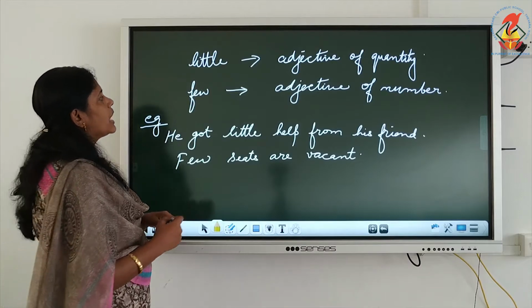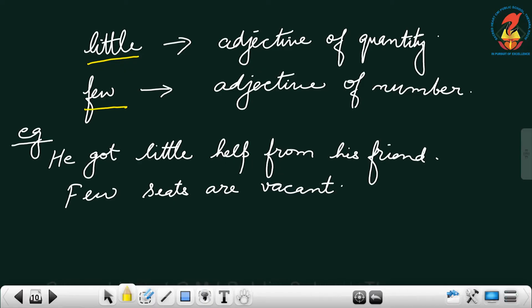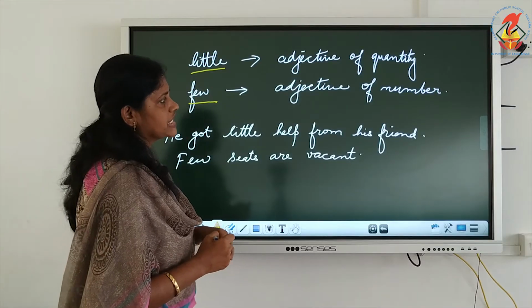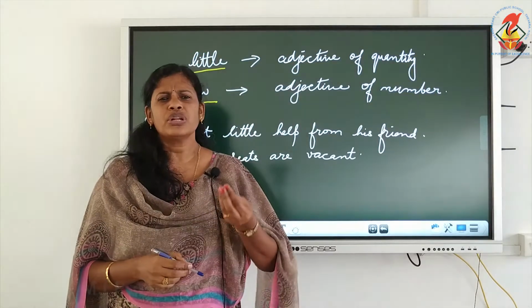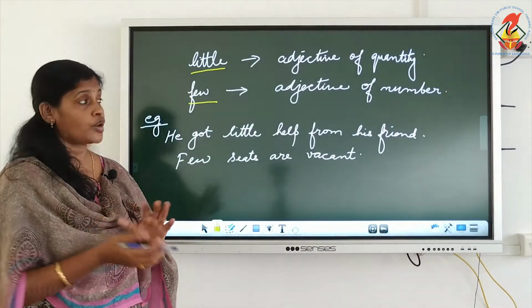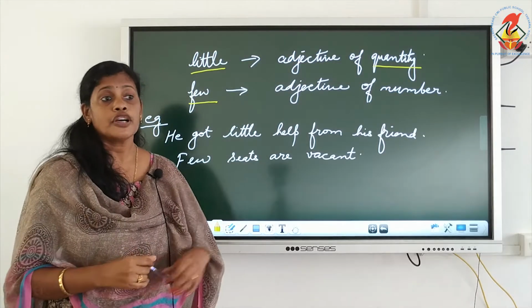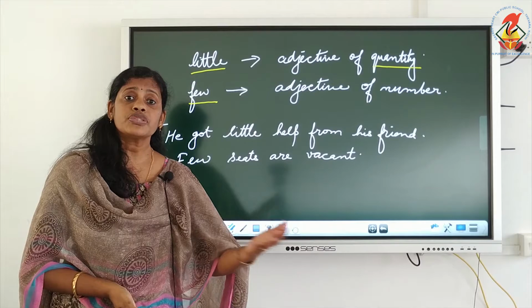Again, there are two other different words. They are little and few. The word little is an adjective of quantity. I want little sugar in my tea. I've got a little bit of work to do. You cannot count them, so it becomes an adjective of quantity. And the word few is an adjective of number. Few members were present. Few seats were vacant.